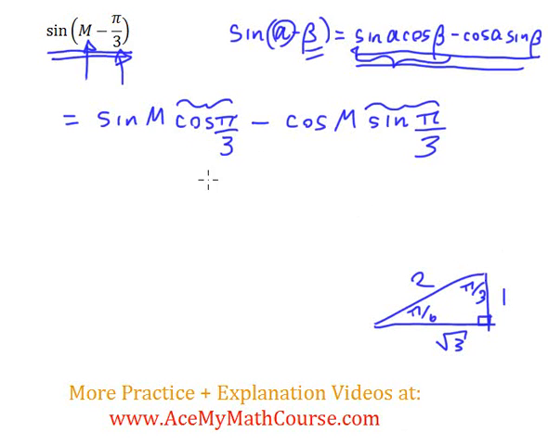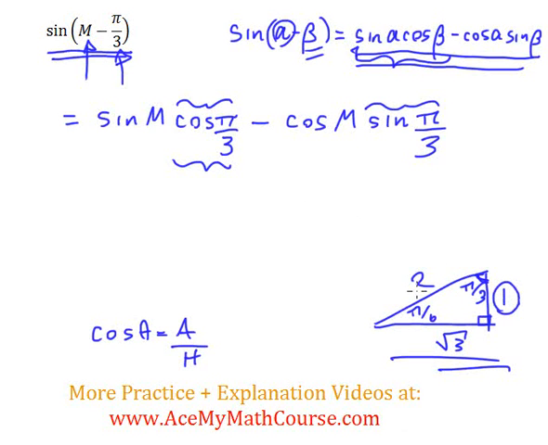All right, so cos of pi over 3, how can we evaluate it using the triangle? Well, pi over 3 is right here, it's this angle, and cosine is adjacent over hypotenuse. So the adjacent of pi over 3 is 1, the hypotenuse is 2. So we get 1 over 2 times the sine of m minus the cos of m times the sine of pi over 3. And what is the sine of pi over 3?